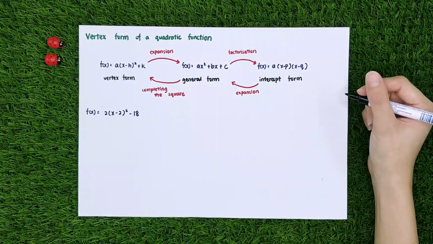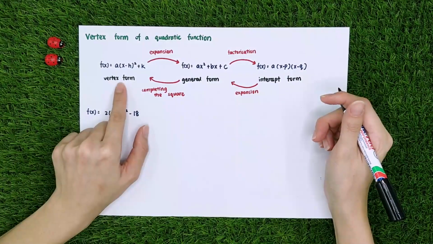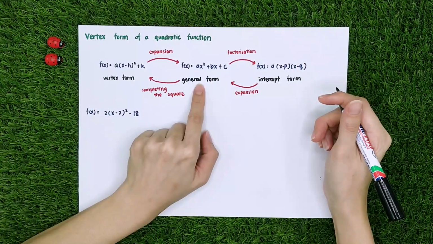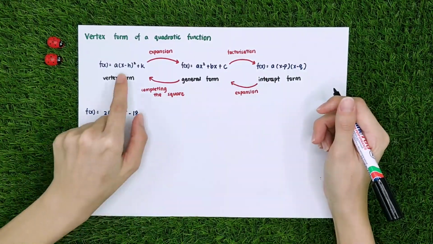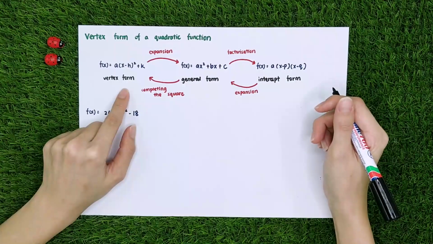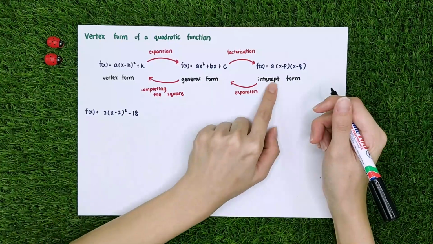Now I will introduce the different forms of quadratic function. The first is the vertex form. The second one is the general form. The third one is the intercept form. So we can change between these three forms. We can change the vertex form to the general form and from the general form to the intercept form.